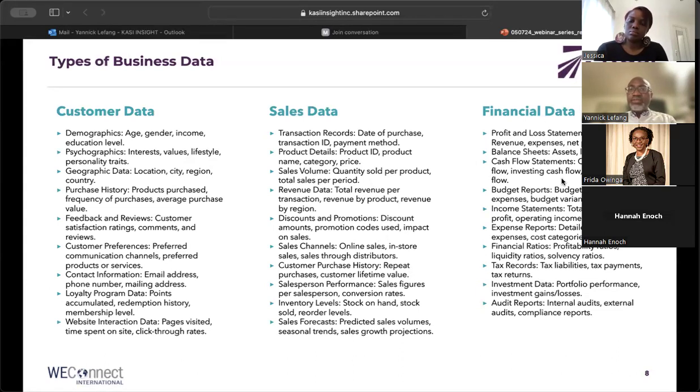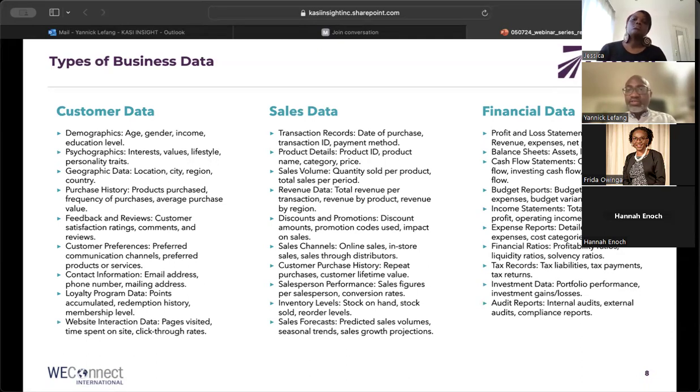So all of this is obviously aggregated into data that really gives you a health check of your company. So financial data is really the health check of your company. Three pieces of information that allow you to know whether you're doing well or not.